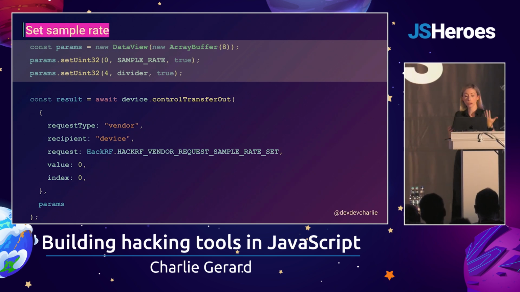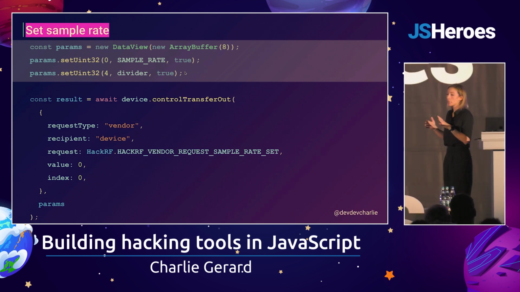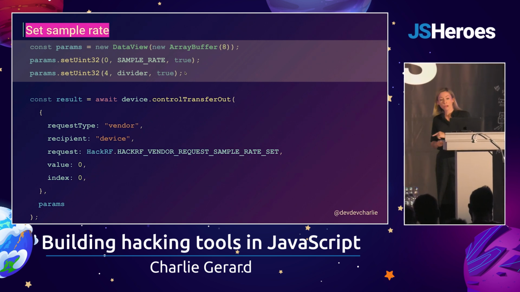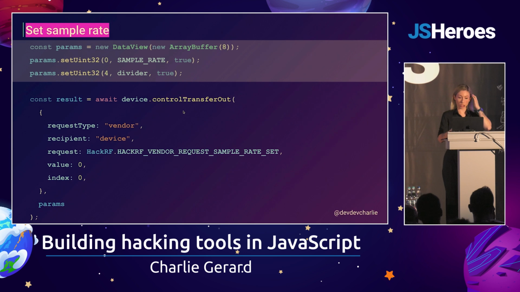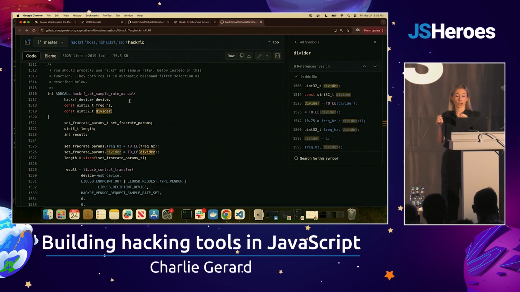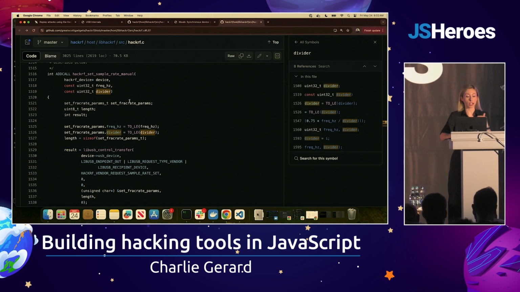And you can see that if we move on to the sample rate, it's a little bit different, where all of a sudden it's not control transfer in, it is control transfer out. And I have to do some data manipulation to create 32-bit integers for the sample rate and the divider. So if that doesn't really make sense, it's fine. I've spent weeks on this, so I don't expect you to understand it in 5 seconds. But it's basically going between the docs and the code as well.